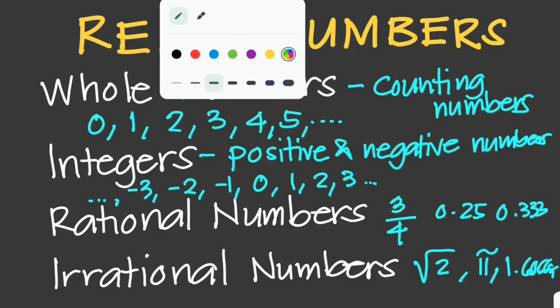Let's say, for example, you're asked to identify this number, negative 17. Negative 17 here is an integer because it is a negative whole number, but it is also a rational number because it can be written as a fraction, as negative 17 over 1. And take note that all integers are also rational numbers.